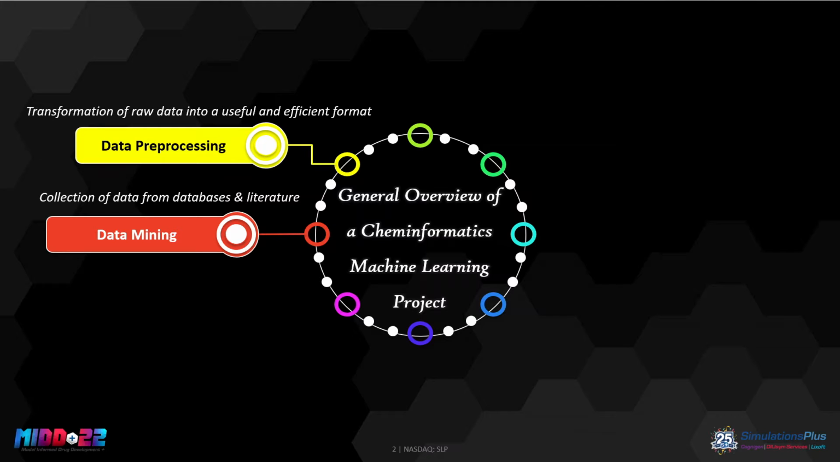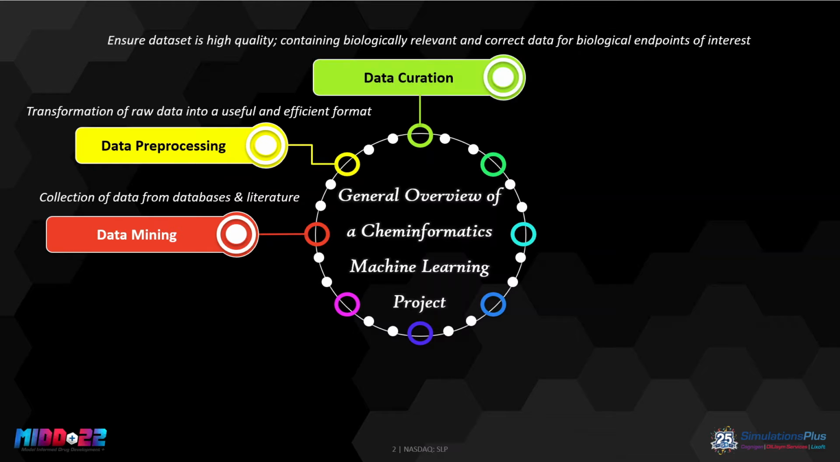Most of the time, the data we have collected is very noisy, messy, and contains irrelevant data, and can come in different formats, so it's not ready to be used. In this part, we deal with those complications and transform the data into a useful, efficient format. Then we do data curation. In this step, we make sure the dataset is high quality, containing only biologically relevant and useful information to the endpoint that we are modeling.